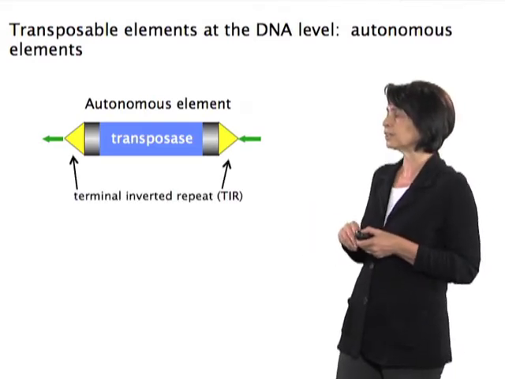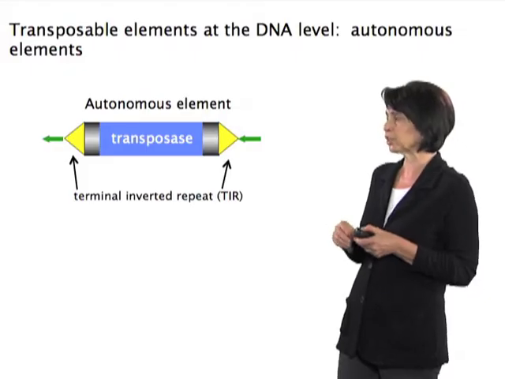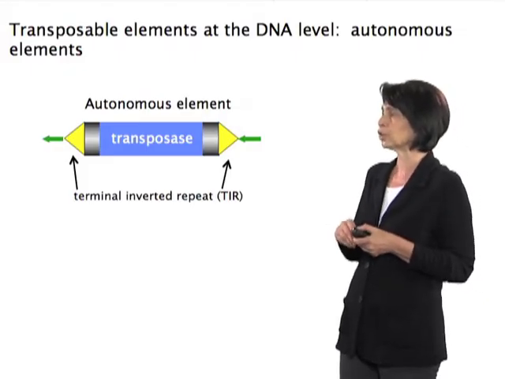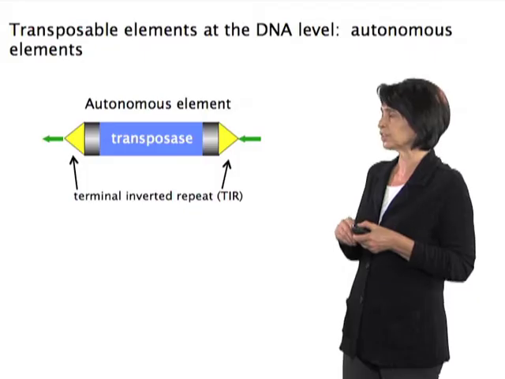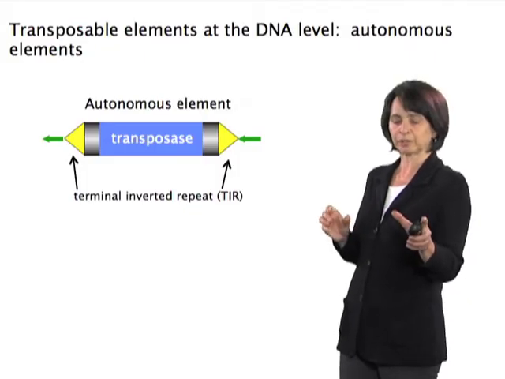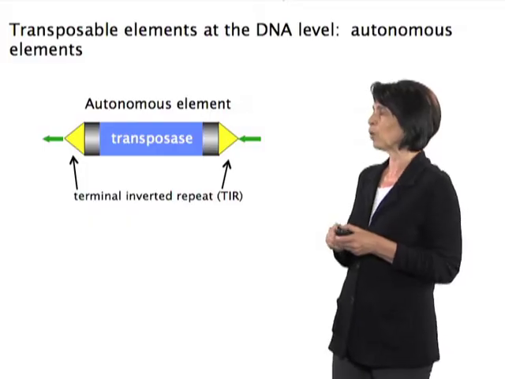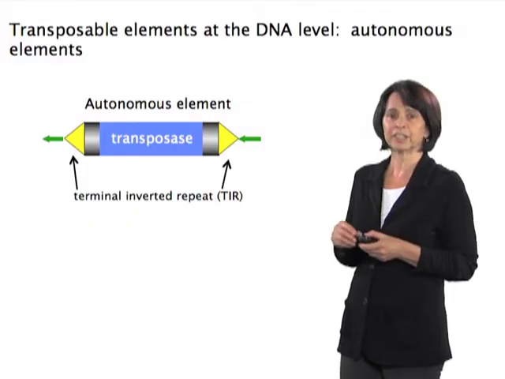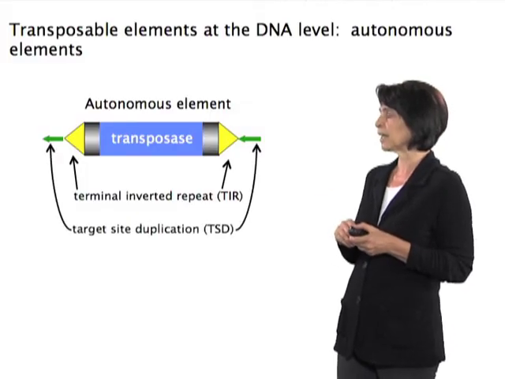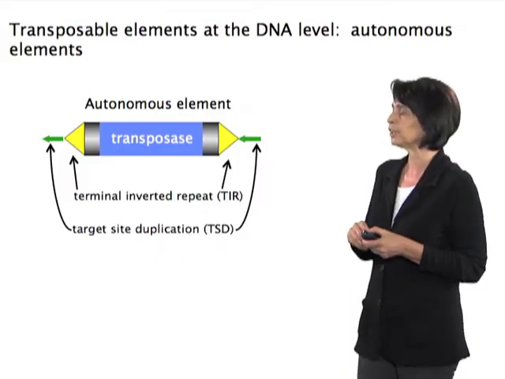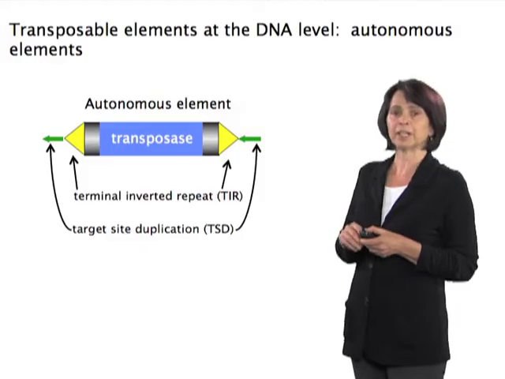The element is flanked by special sequences, which are called terminal inverted repeats. These are sequences that are the same sequence forward and then flipped over backwards. And I'll show you in a minute what the functional significance of that is. And the whole element, in fact, is flanked by a target site duplication, a TSD, and I'll show you in a minute how that is derived.